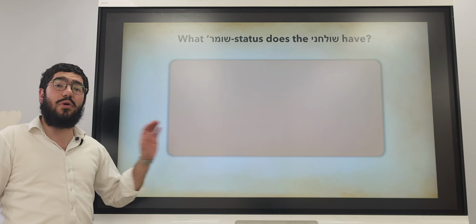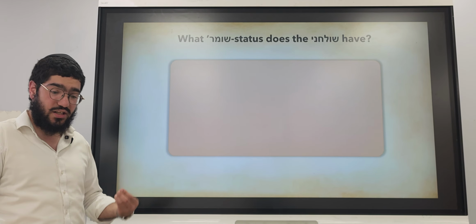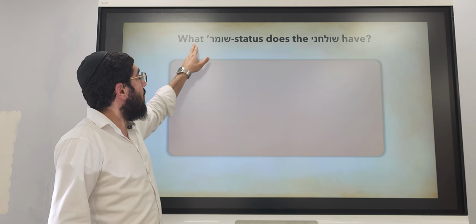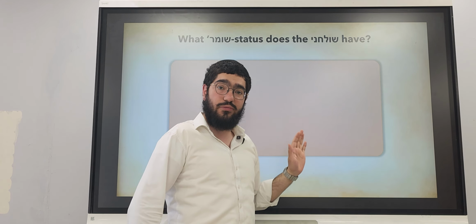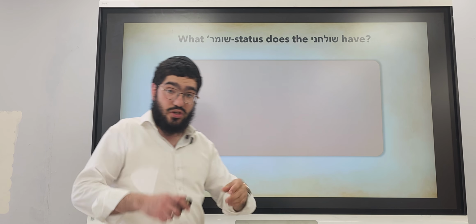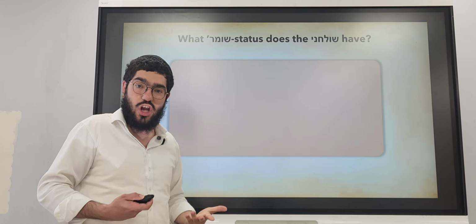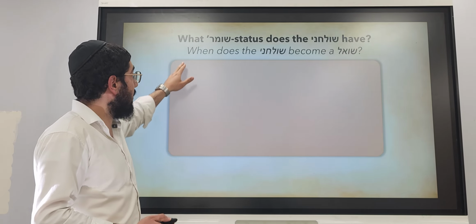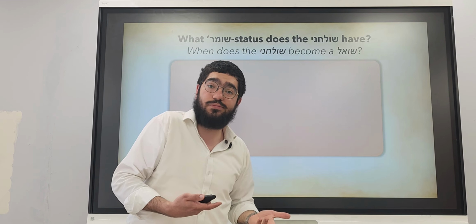Okay. So before we get to Sugya Lamed Tes, let's give an introduction to what we're going to be discussing. We're going to be discussing what shomer status the shulchani has, in the case that it's untied and the shulchani is able to use it. What kind of shomer is he? When does the shulchani, who uses it, become a shoyl?